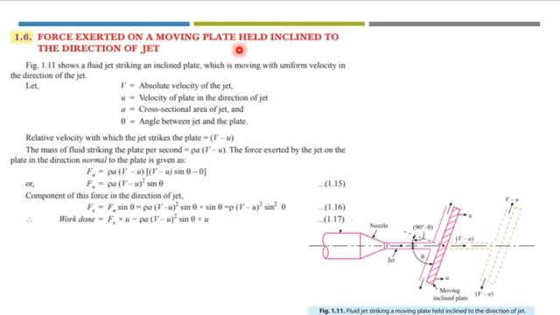Now let us discuss our next case in which the plate is moving. It is flat, but it is held inclined to the direction of the jet, as you can see in this figure. Here a nozzle is fitted at the end of a pipe from which a jet is issued, which strikes the plate, which is held inclined to the jet. The jet velocity is v, the plate velocity is u, the relative velocity will be v minus u, and the angle between the jet and the plate will be theta.